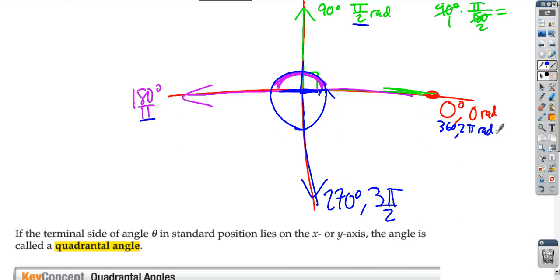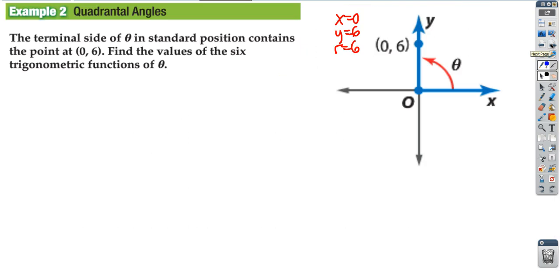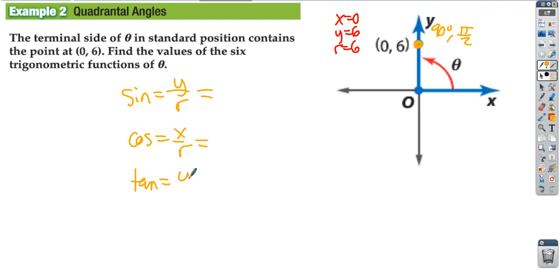Those are coterminal angles. All right, so knowing those quadrantal angles, let's try to find another coordinate. So this right here is telling us the terminal side is at the point 0,6 right here. So that's at a quadrantal angle. That's at 90 degrees or pi over 2 radians. So we still use our same formulas. Our sine formula from before was y over r, our cosine was x over r, and our tangent was y over x. So now let's just plug these in as we see them here.